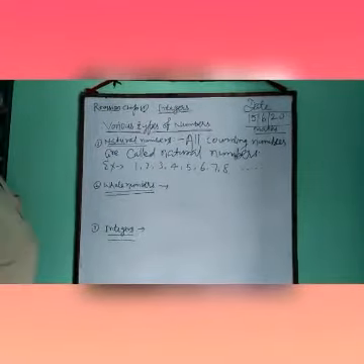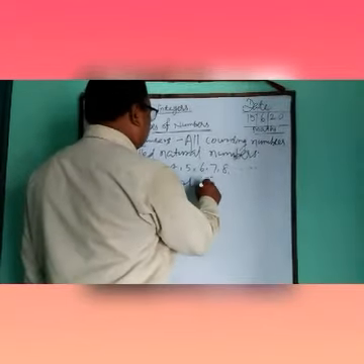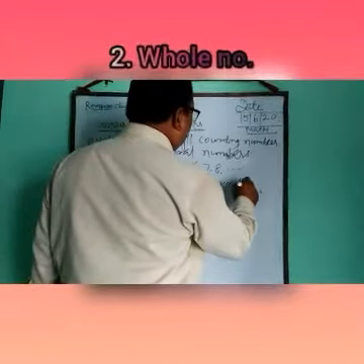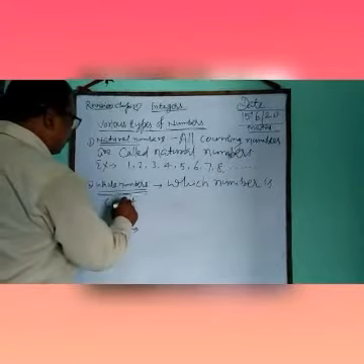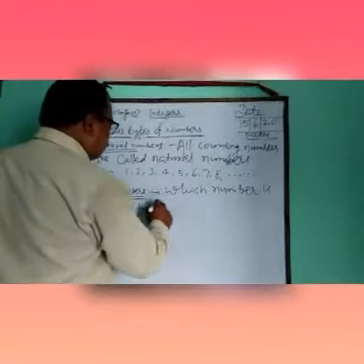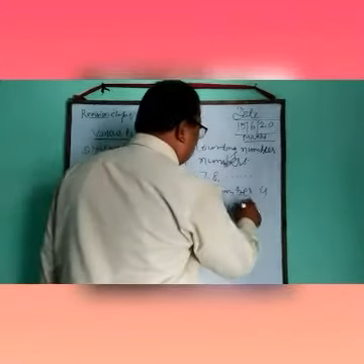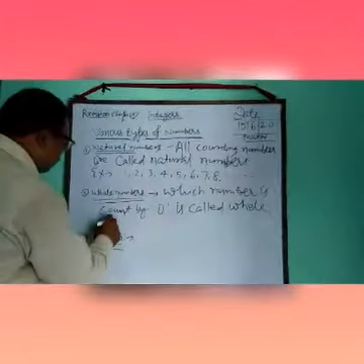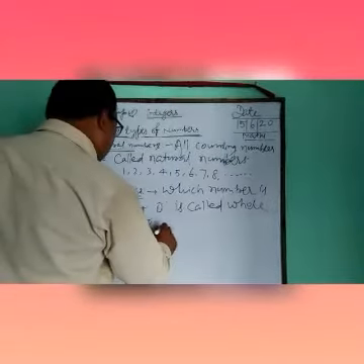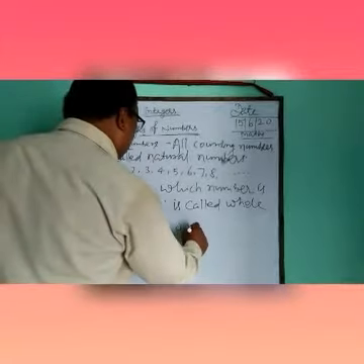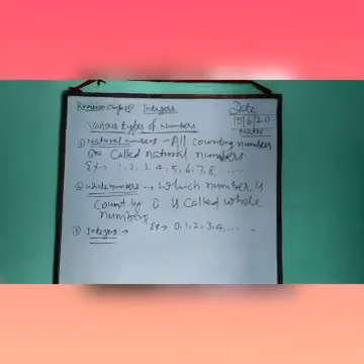Second, whole numbers. The natural numbers together with 0 are called whole numbers. Examples: 0, 1, 2, 3, 4, and so on.